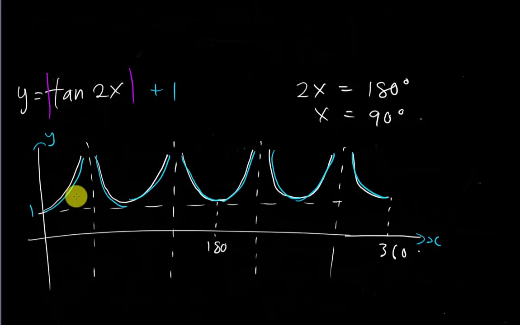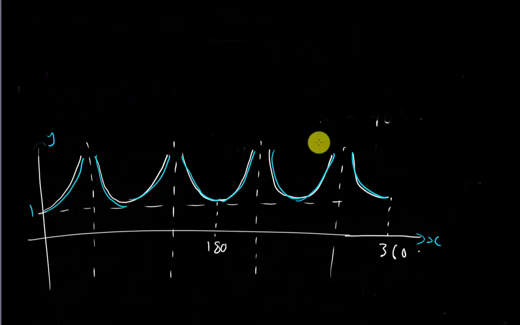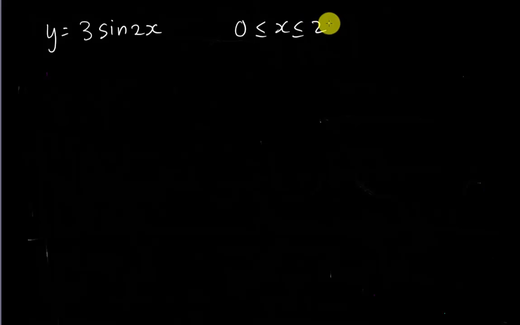But since I remember, before I end this video, let me teach you a little bit about the pi thingy. Since I want to teach you, I'm going to use an easier equation. Let's say 3 sine 2x, and then I will say x is from 0 to 2 pi, and I ask you to sketch the graph like this.